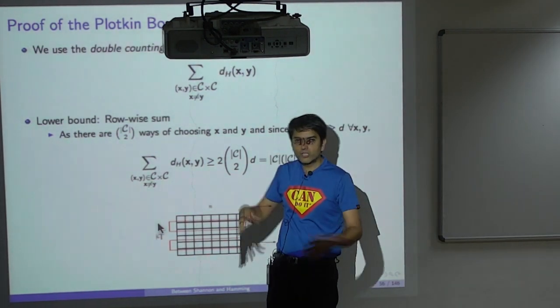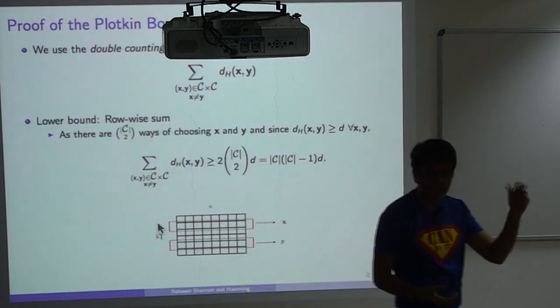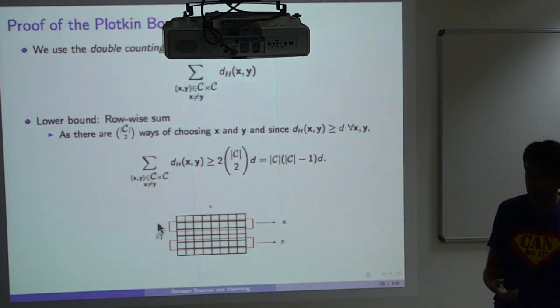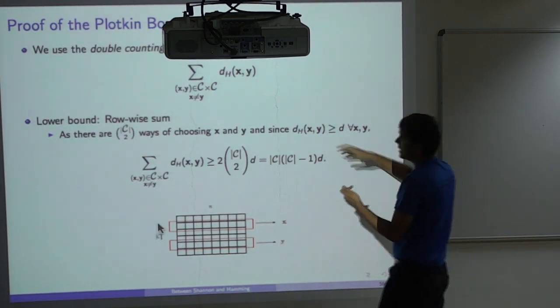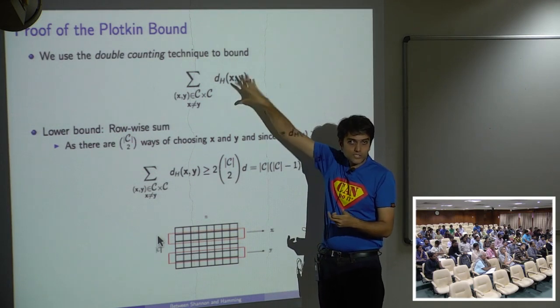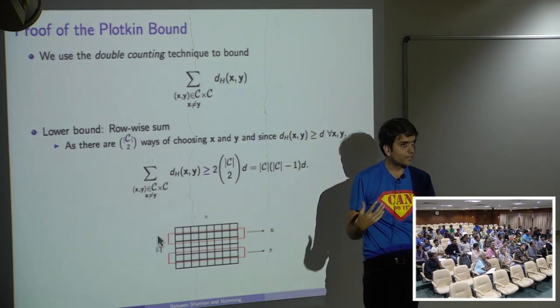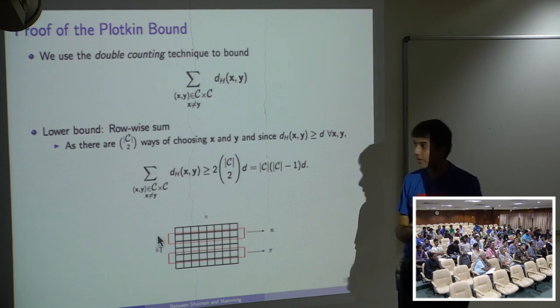Think of your code. Think of all possible code words in your code, all possible x, y code words in your code. Look at all pairs of code words, look at their Hamming distance and add it all up. This quantity we'll bound in two different manners, compare with each other, and that will magically give us an upper bound on the size of the code.